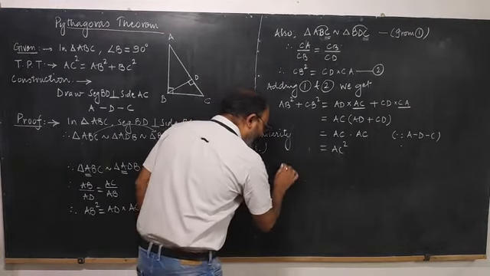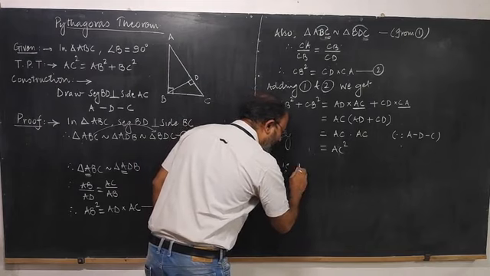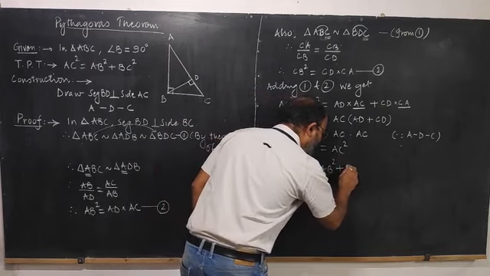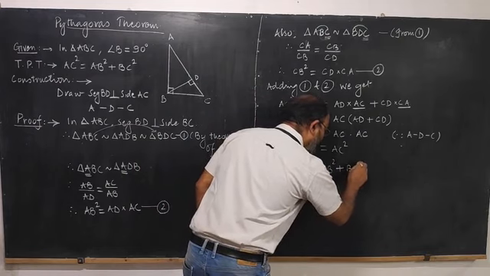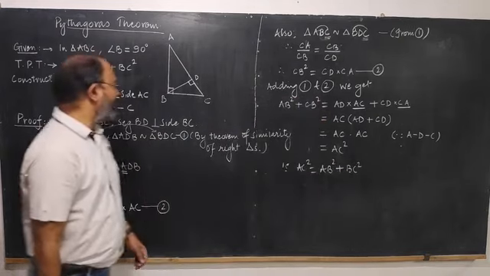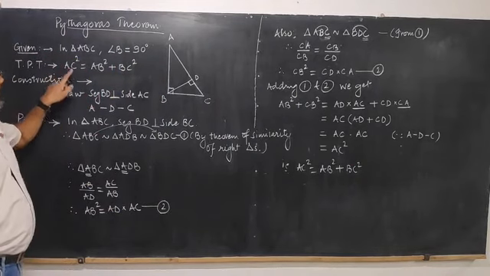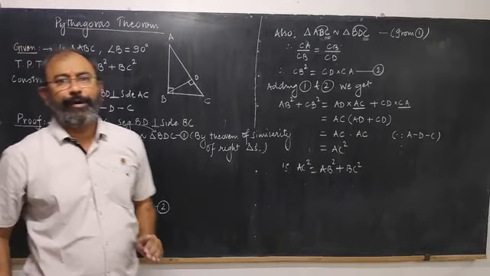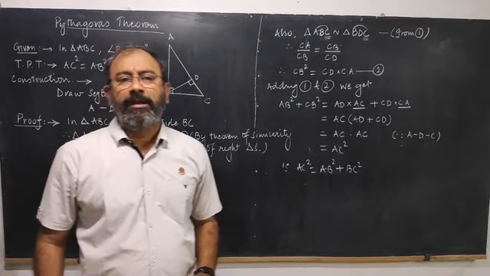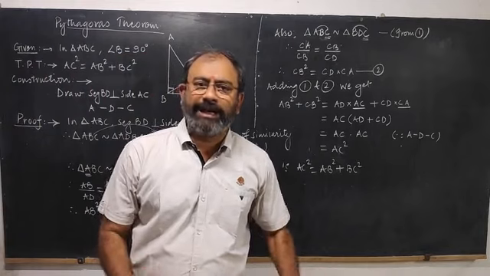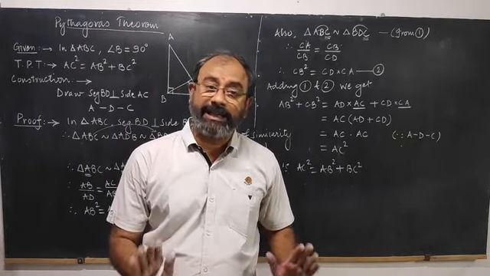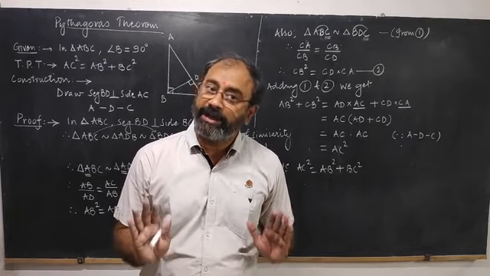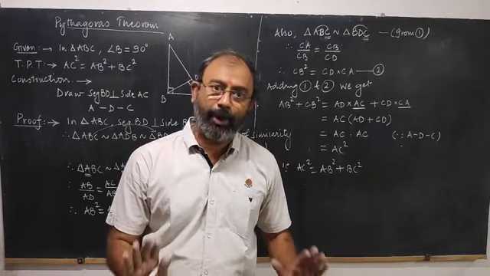You can write by interchanging the sides, that is AC square is equal to AB square plus BC square. CB square can be written as BC square. So you have proven AC square is equal to AB square plus BC square. So this is the proof of Pythagoras theorem. It is almost not asked in the board examination, but it can be asked at any moment for 4 marks. Again I can say that it is an important theorem.